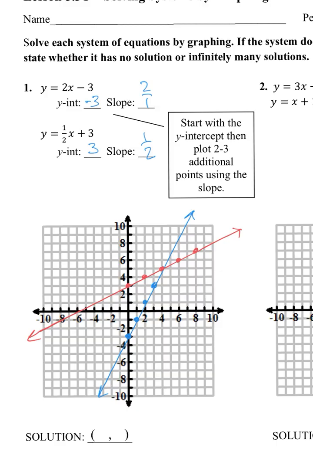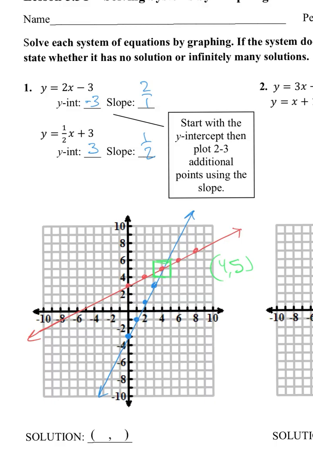So it looks like both of these lines cross or intersect at this point. I'm going to put a box around it. It looks like it intersects at 4 and 5. So that looks like the proposed solution, 4, 5. So what we're going to do now is verify that by plugging the coordinates 4 and 5 into the equations to see if it works out. See if they equal each other.